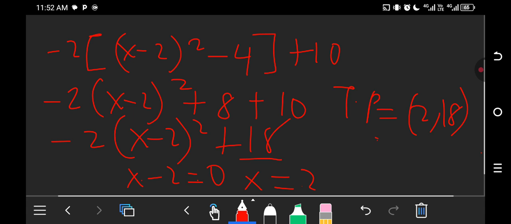Then if they ask you what is the axis of the symmetry, to find the axis of the symmetry, it is simply the same value in the parentheses, which is x minus 2, equate it to 0. So x is equal to positive 2. So meaning that this graph is symmetrical at x is equal to 2. Then we get to sketch it.